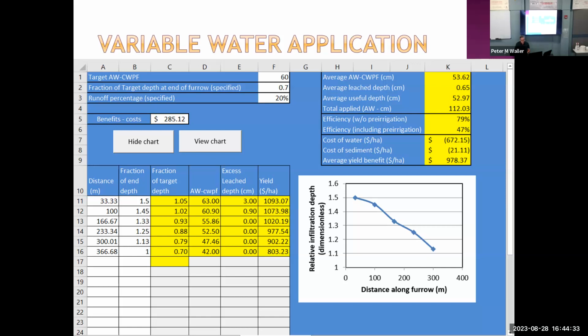Okay. Obviously you wouldn't have this problem with drip, because you'd have equal amount of water applied to the whole field. Okay, well, that's it for today.